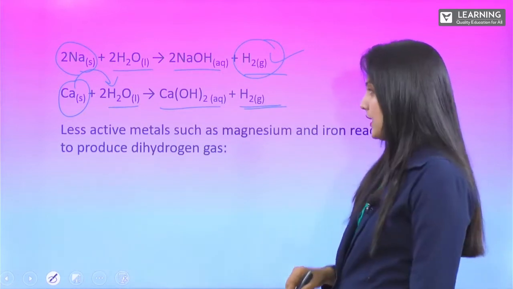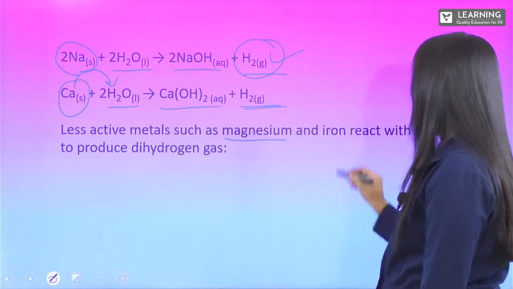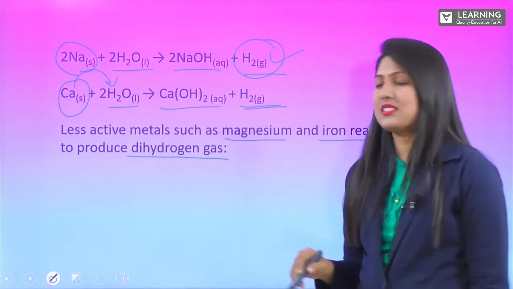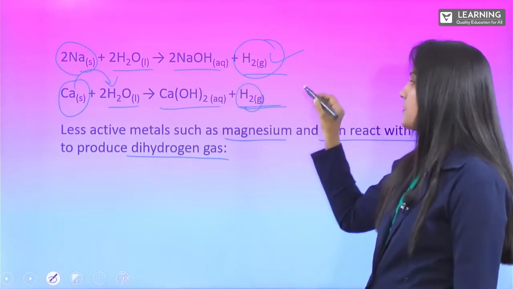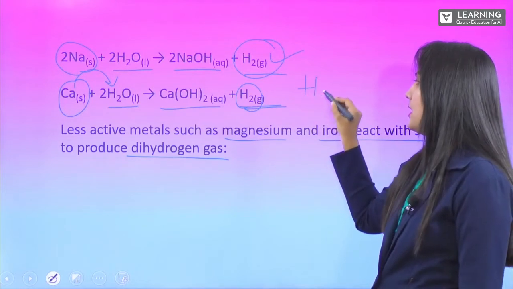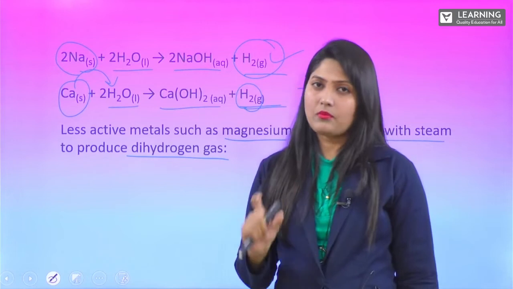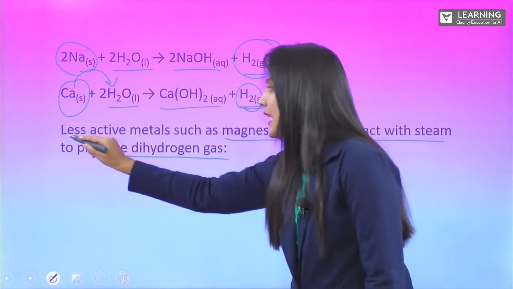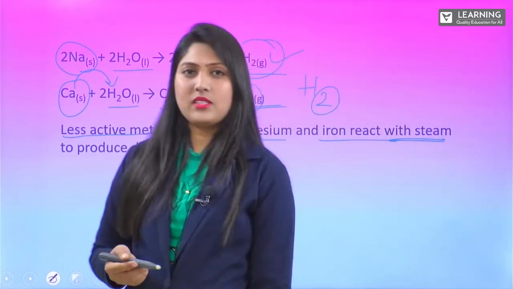Less reactive metals such as magnesium and iron react with steam to produce dihydrogen gas. Dihydrogen is nothing but hydrogen molecule. Instead of saying hydrogen molecule, they say dihydrogen because two atoms are present in one molecule of hydrogen. So, why do the less reactive elements react with steam? Why is it reacting with steam?